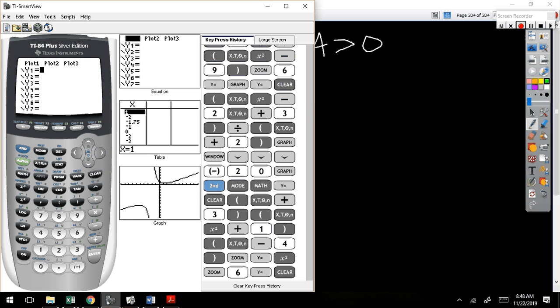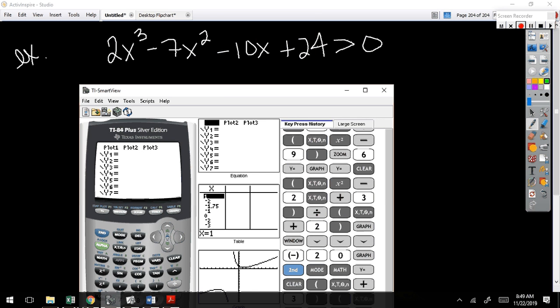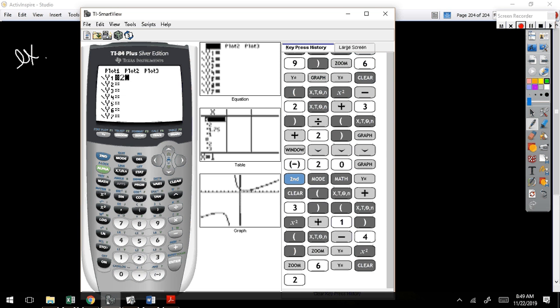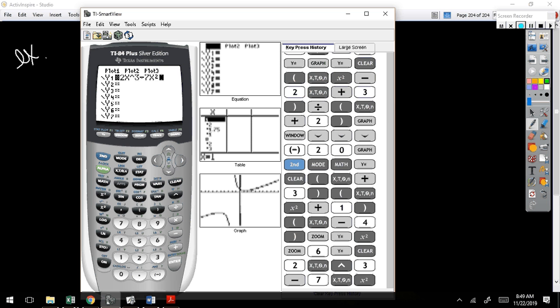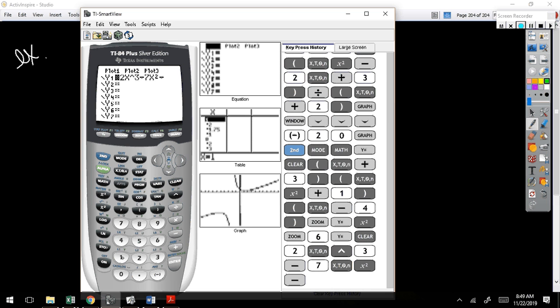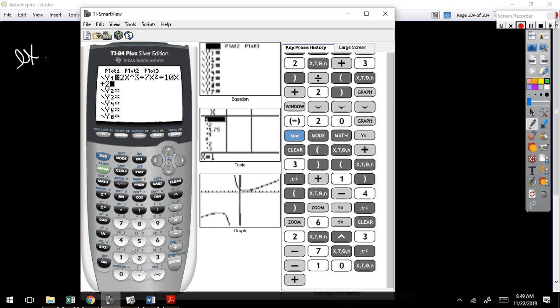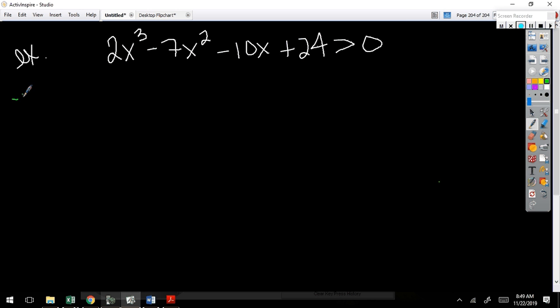Do y'all remember all this? This was on your last test. 2x cubed minus 7x squared minus 10x plus what, Jerome? Plus 24. What's a good point to try? Maybe negative 2? Yeah. Let's try negative 2 and see what happens.